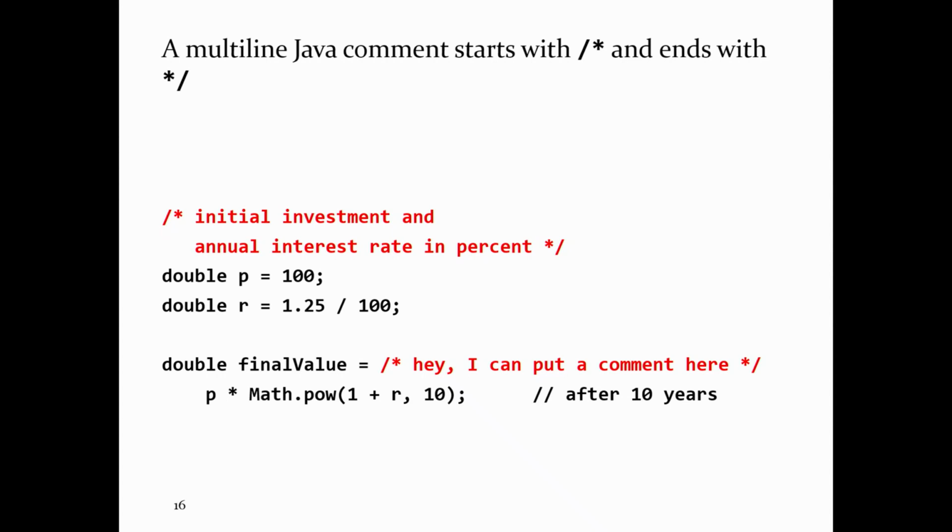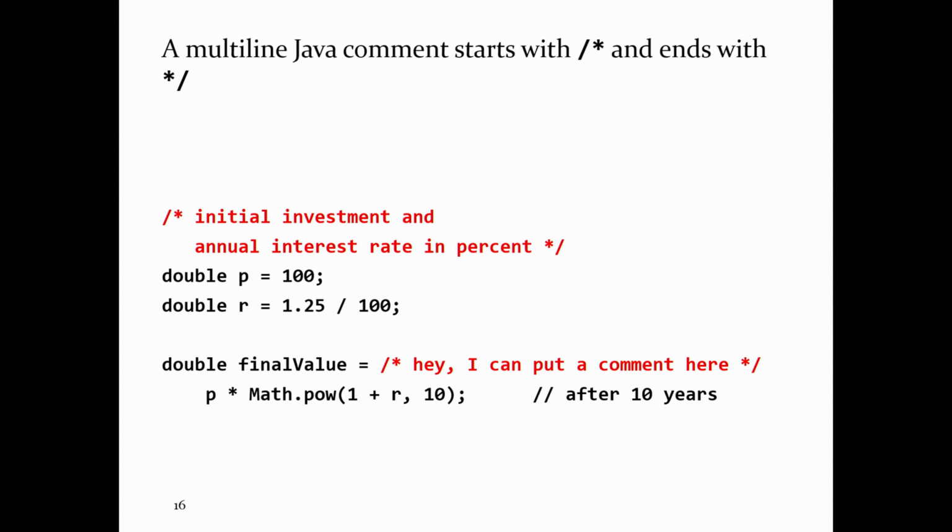Okay, Java does have a true multi-line comment. So a multi-line comment starts with slash star, no space between the slash and the star. It ends with star slash. So as soon as you write slash star, Java thinks that you're writing a multi-line comment. It's going to look for the next matching star slash to end the comment. So there's the start of the comment and there's the end of the comment.